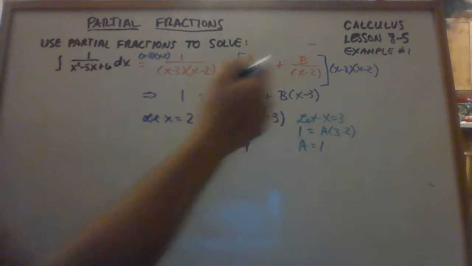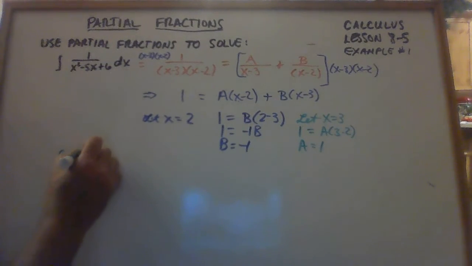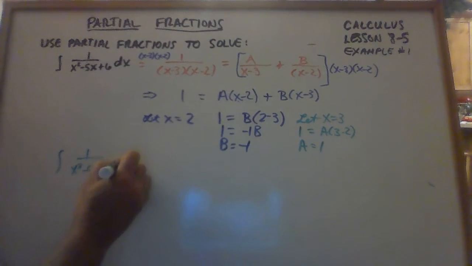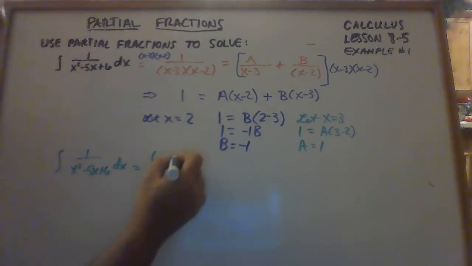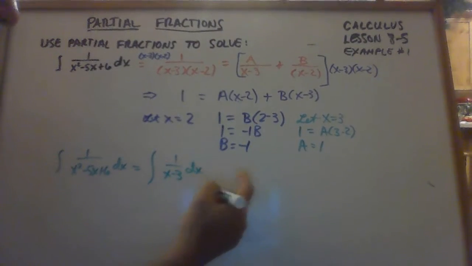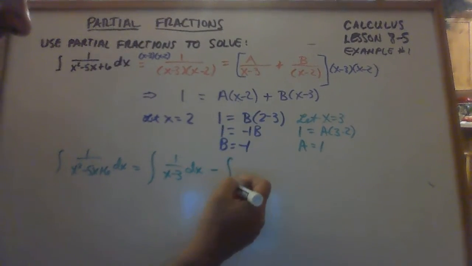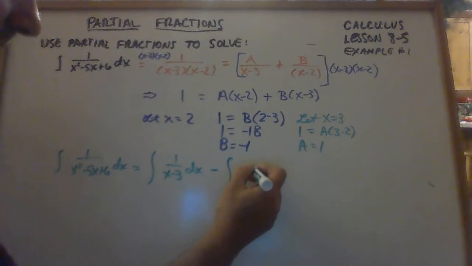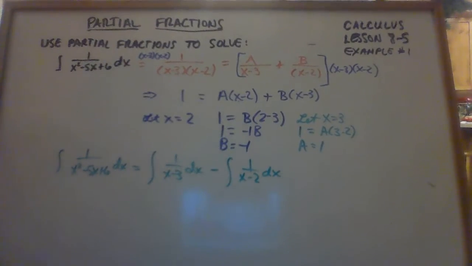This is equal to the integral of this. So the integral of 1 over x squared minus 5x plus 6 dx is equal to the integral of 1 over x minus 3 dx. And then since b is negative, I'm going to pull the negative out, and I get 1 over x minus 2 dx over here.